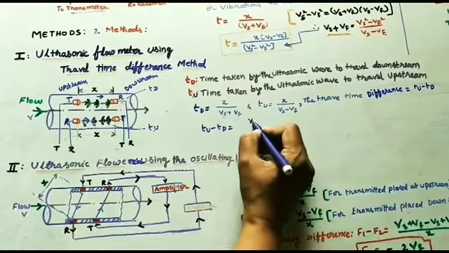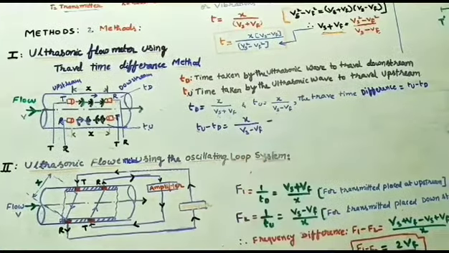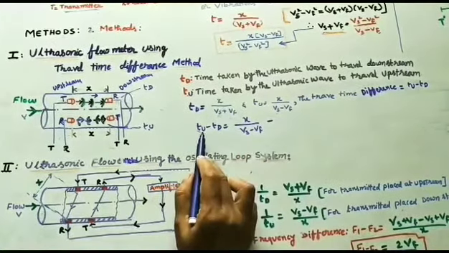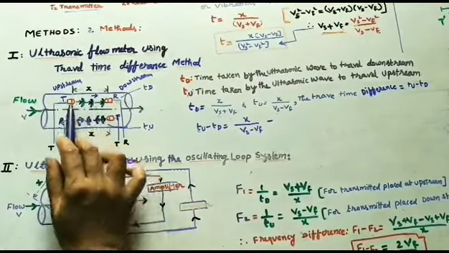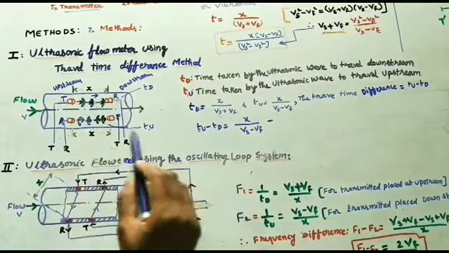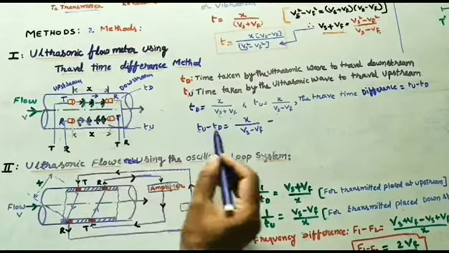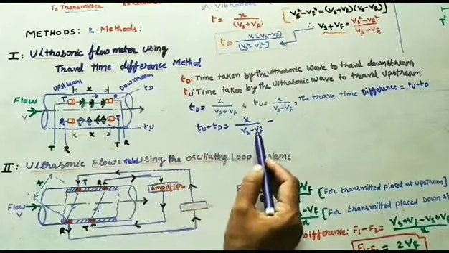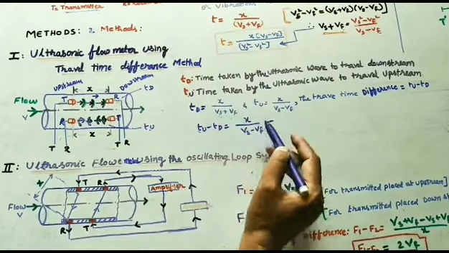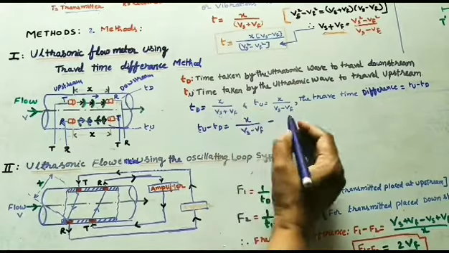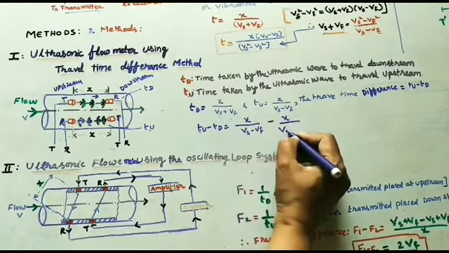Tu is x by Vs minus Vf. Why am I taking Tu here? Because this time is more compared to the Td time, since it is the opposite direction; both flows here are in the same direction. So Tu minus Td: Tu means x by Vs minus Vf, Td means x by Vs plus Vf.